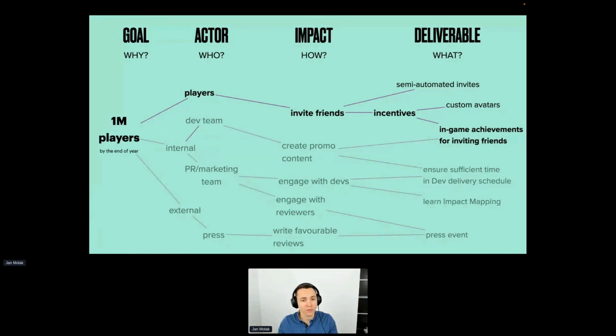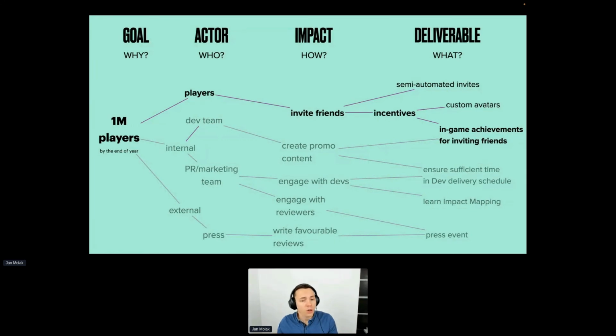On the other hand, if the players show little interest in the feature, spending more time and effort on it would be a bad investment and would indicate that we should explore working on other branches of our impact map. And again, not everything on an impact map needs to be done. If your impact level goal was for every player to invite one other player, and you managed to accomplish it with delivering in-game achievements, that's great. You don't need to work on custom avatars or semi-automated invites at all. You're done. Time to move on.